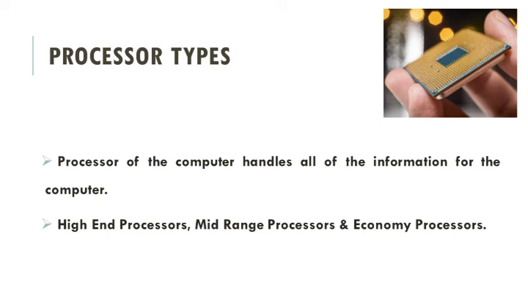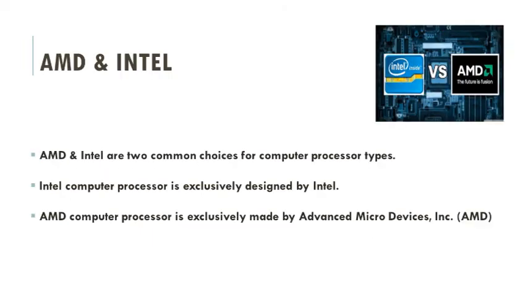Now we have the last topic of this module, which is the processor type. The processor of the computer handles all the information for the computer, from interpreting your keyboard strokes to reading the software you install. Regarding the processor types, we have two major companies that provide different types of processors. They are AMD and Intel. AMD here means Advanced Micro Devices.